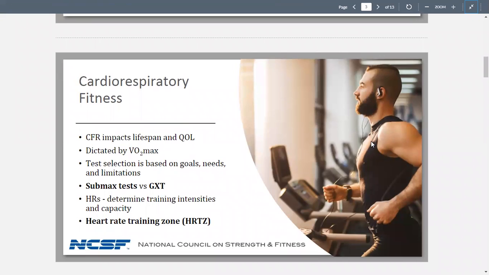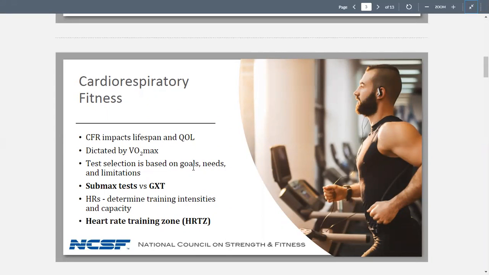So cardiovascular fitness increases lifespan and quality of life. It is dictated by your VO2 max, which is a prediction of how many milliliters of oxygen are running through your blood at any given time. And we can assess your VO2 max using many different step tests and run tests, as well as bike tests. Test selection is based on goals, needs, and limitations.